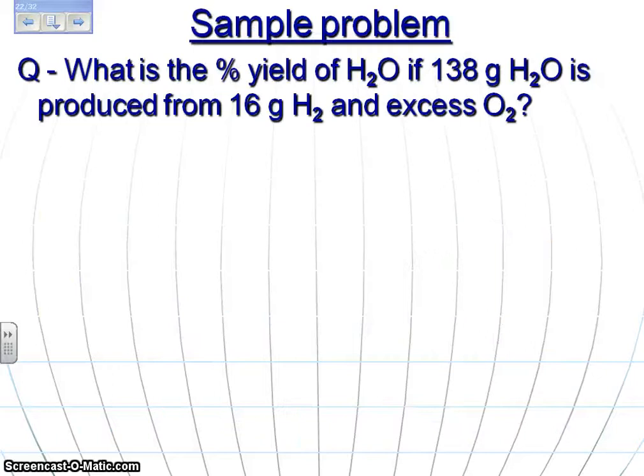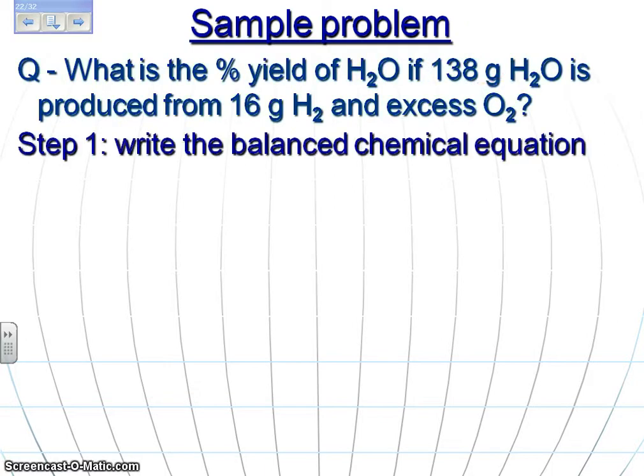So if we look at a sample problem: what is the percent yield of water if 138 grams of water is produced from 16 grams of hydrogen and excess oxygen? So in this question, 138 grams of H2O is our actual yield. What you need to calculate is the theoretical yield. So our first step is going to be writing out the balanced chemical equation.